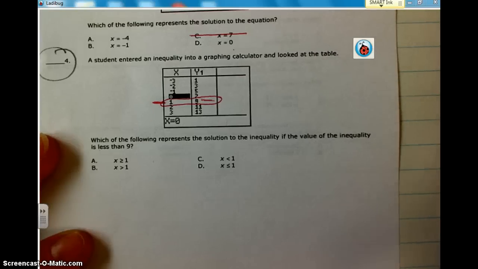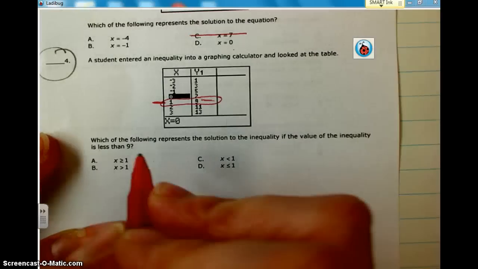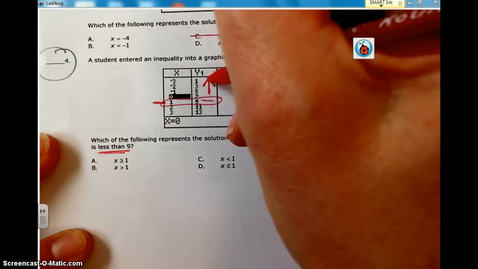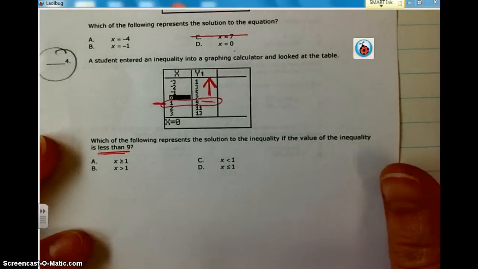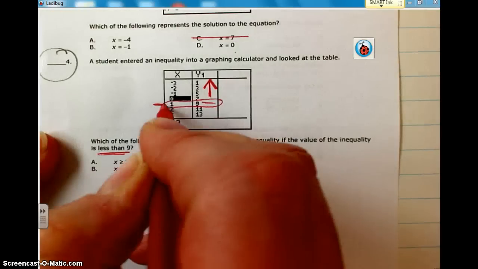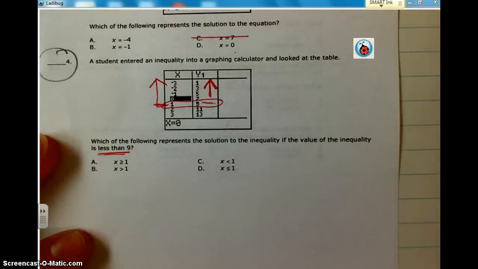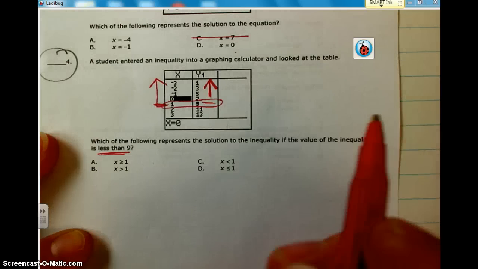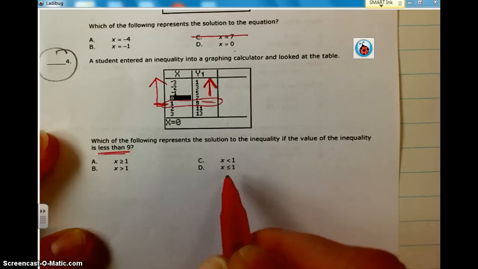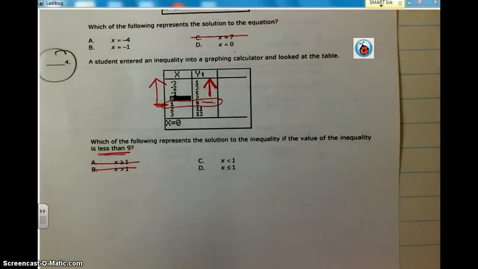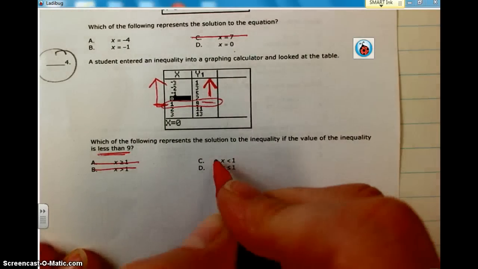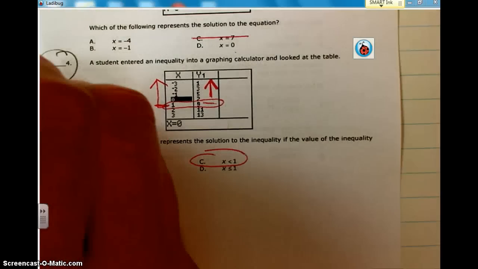We want the values of the inequality that are less than 9. The numbers that are less than 9 are in this section of the table. In order for that section of the table to be less than 9, we must use the x values that are less than 1. We want x to be less than 1, so it's not going to be the greater. We also don't want it to be equal to 9, so 1 is not included in our solution set. That's why we're going to pick answer choice C.